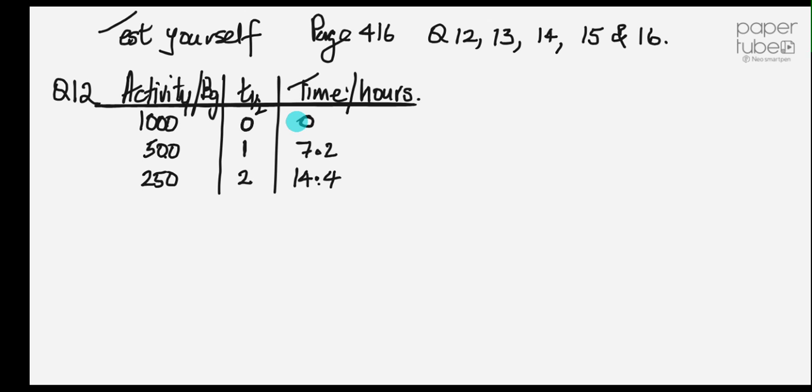Right, let's do question B. So it's 12B. A sample of technetium-99 whose activity falls from 200 becquerel to 25 becquerel in 18 hours. So I'm going to draw the table. Using my ruler yet again. There's my table.